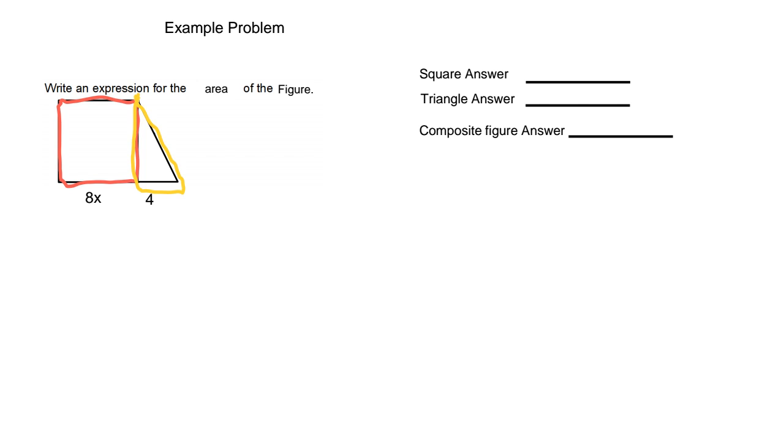So in the last video, I went over the area of rectangles, which is a square is a rectangle. So that area formula is going to be base times height. And then I also went over the area of triangles. So that area formula is going to be base times height, and then we also have to divide by 2. So let's start off with the area of that square first.